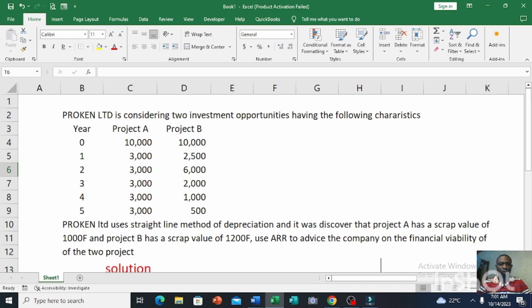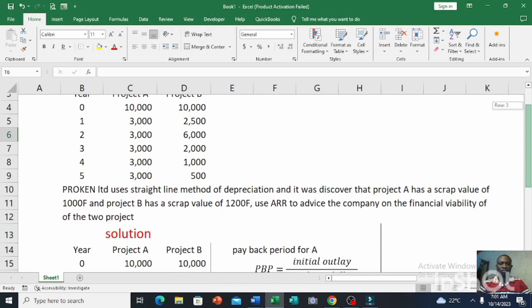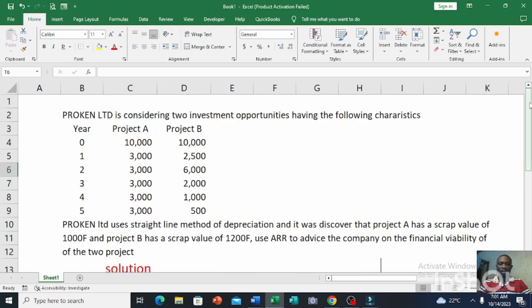So we are going to be looking at how we can calculate the accounting rate of return. What is the accounting rate of return? It's just a predictable return that a company, or you as an individual, expect to have from a particular project. In this case, we are going to use the same exercise that we used in calculating our payback period, and then calculate the accounting rate of return and see which of these projects is profitable for us.